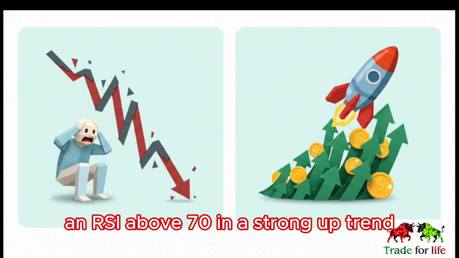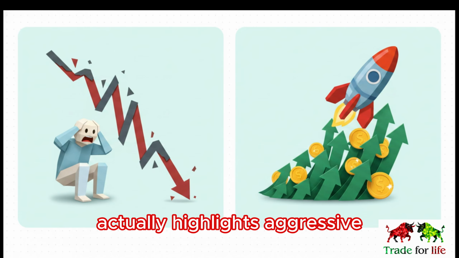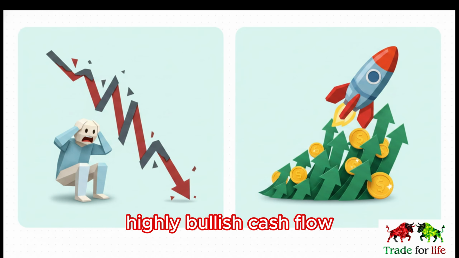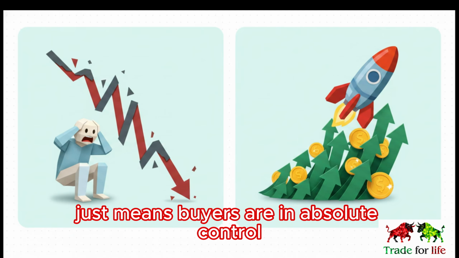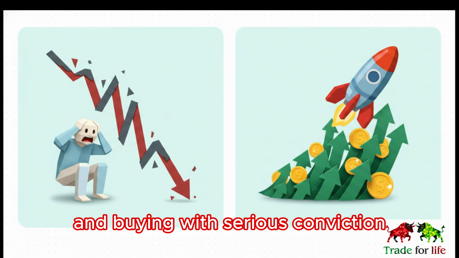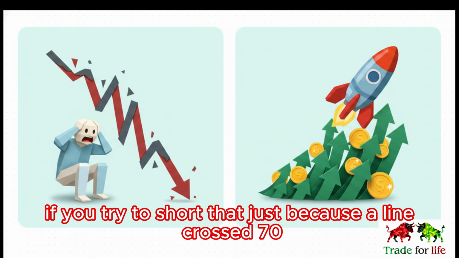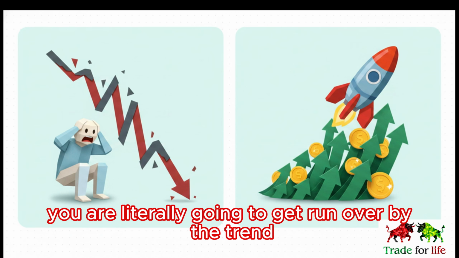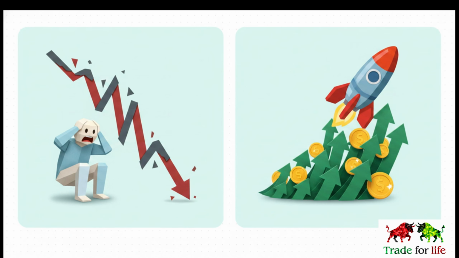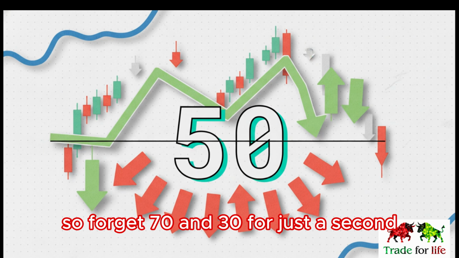An RSI above 70 and a strong uptrend actually highlights aggressive, highly bullish cash flow. Being overbought in a strong market just means buyers are in absolute control and buying with serious conviction. If you try to short that just because a line crossed 70, you are literally going to get run over by the trend. So forget 70 and 30 for just a second.